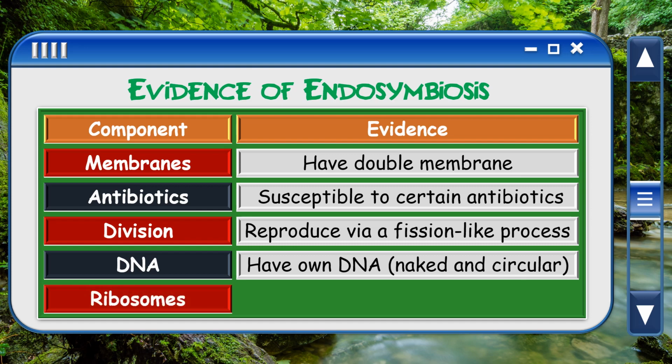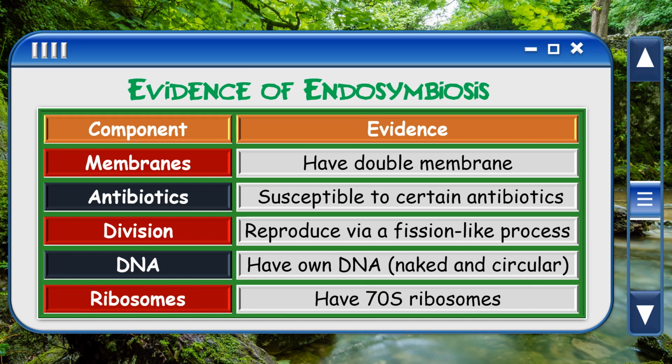And when it comes to ribosomes, they also have 70S ribosomes, which suggests they were organelles from outside, engulfed by another cell, and they remained undigested, and then continued to perform functions for the engulfing cells.